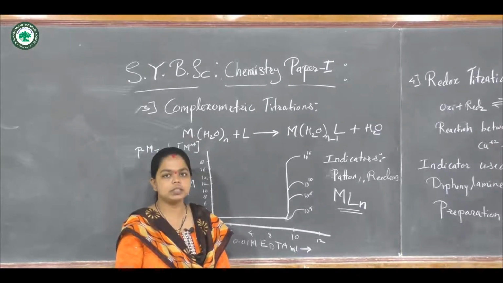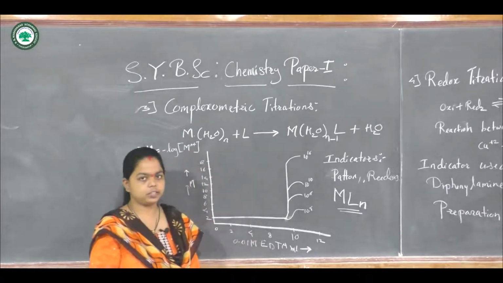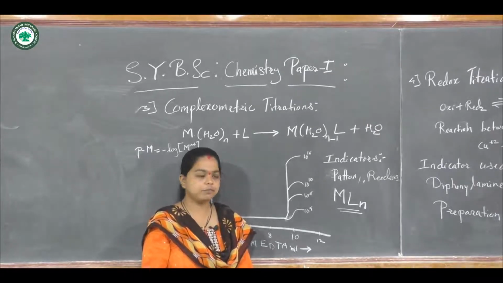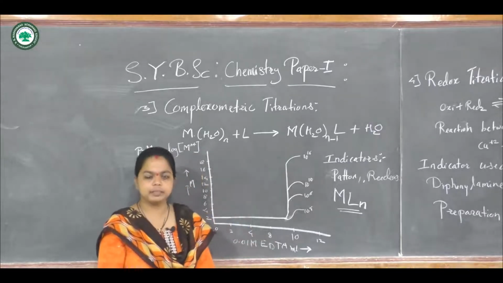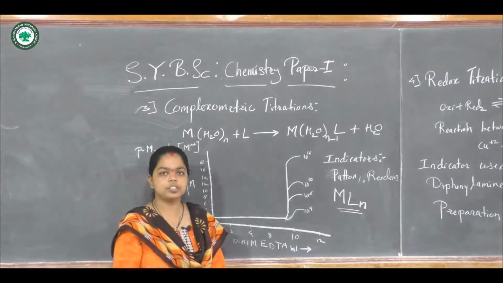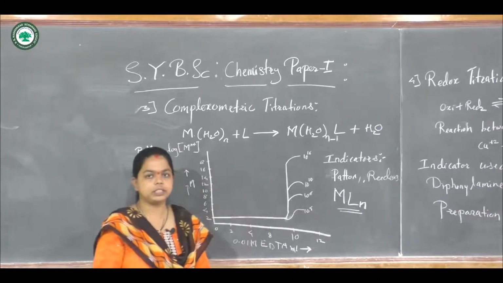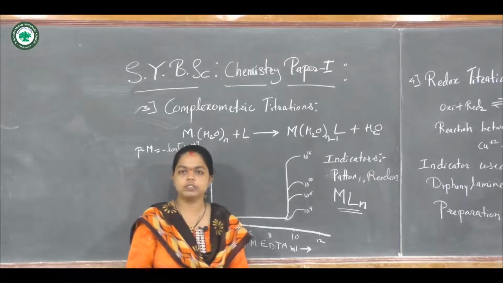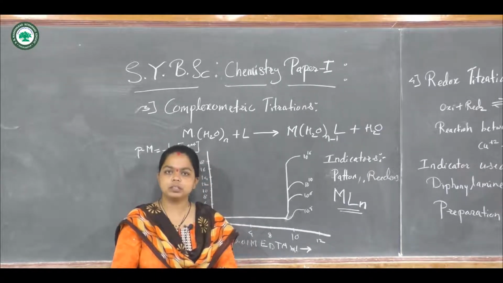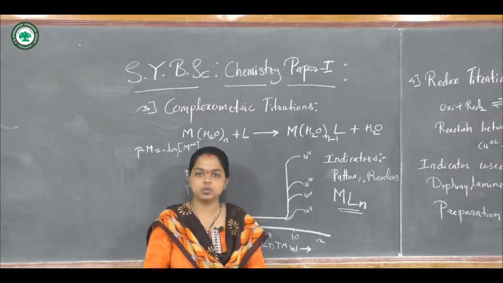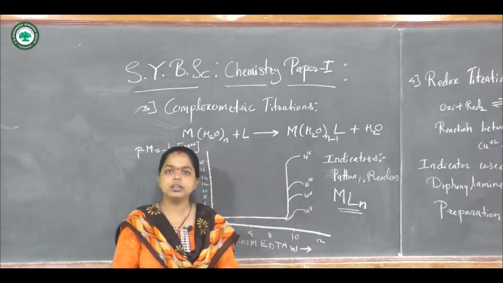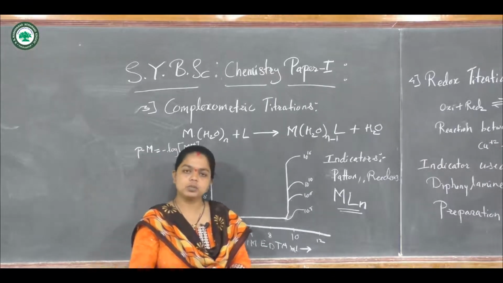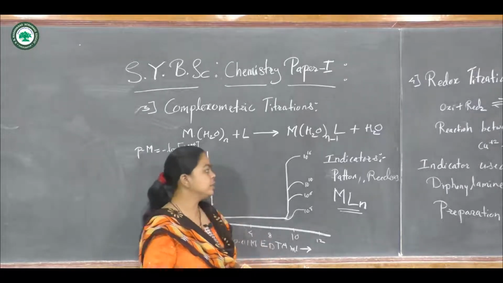So formation constants are very important in this type of reaction. So what is our target? We can determine the metal ion concentration by forming this stable complex in titrimetric analysis. This type of titration is called complexometric titration. Complexometric titrations are nothing but the titration of a solution of a complexing agent with the metal ion solution to form the stable complex at the end point. This type of titration is called complexometric titration.